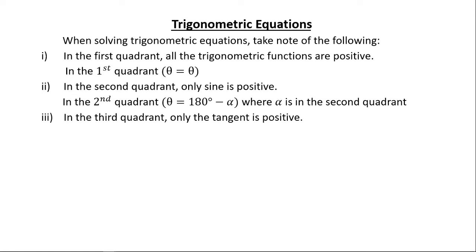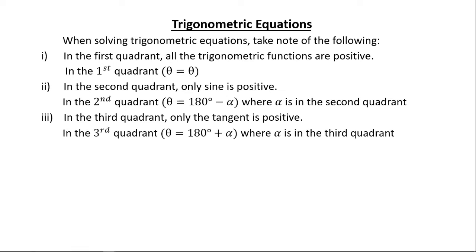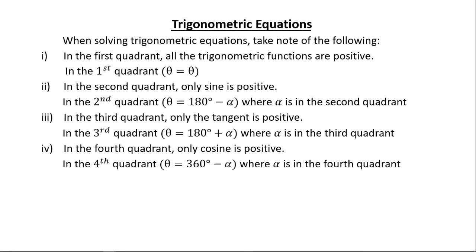In the third quadrant, only the tangent is positive. In the third quadrant, theta equals 180 degrees plus alpha, where alpha is in the third quadrant. In the fourth quadrant, only cosine is positive. In the fourth quadrant, theta equals 360 degrees minus alpha, where alpha is in the fourth quadrant.